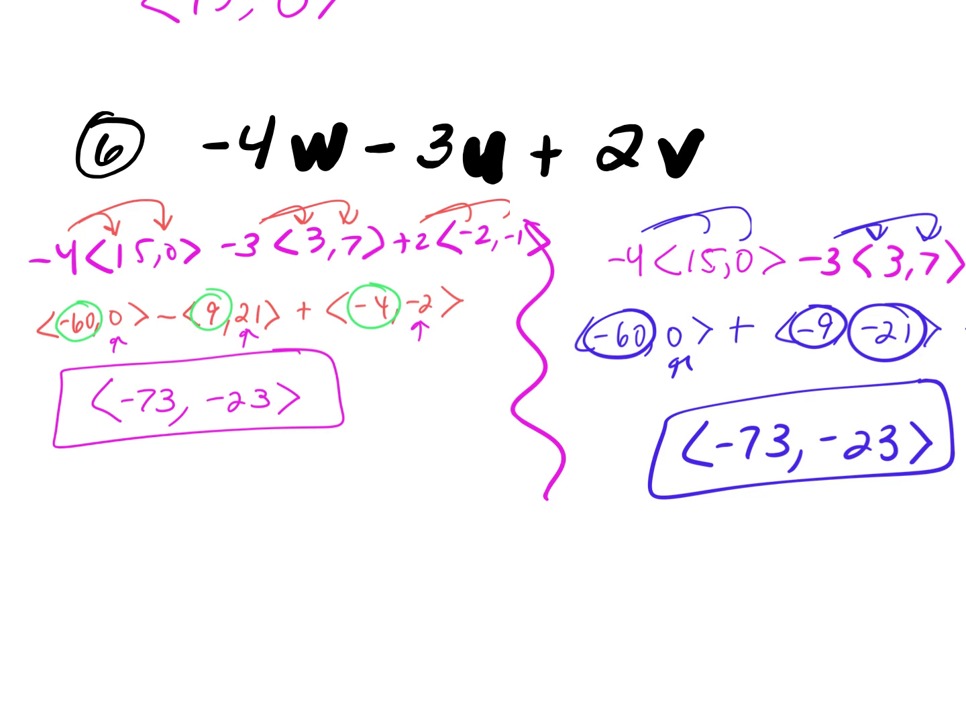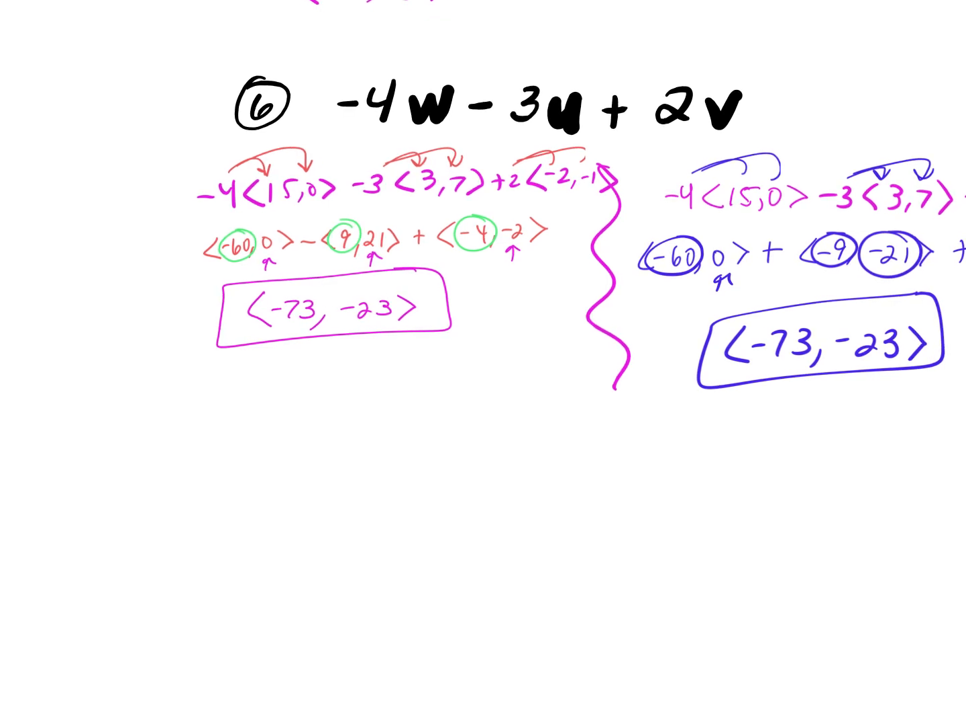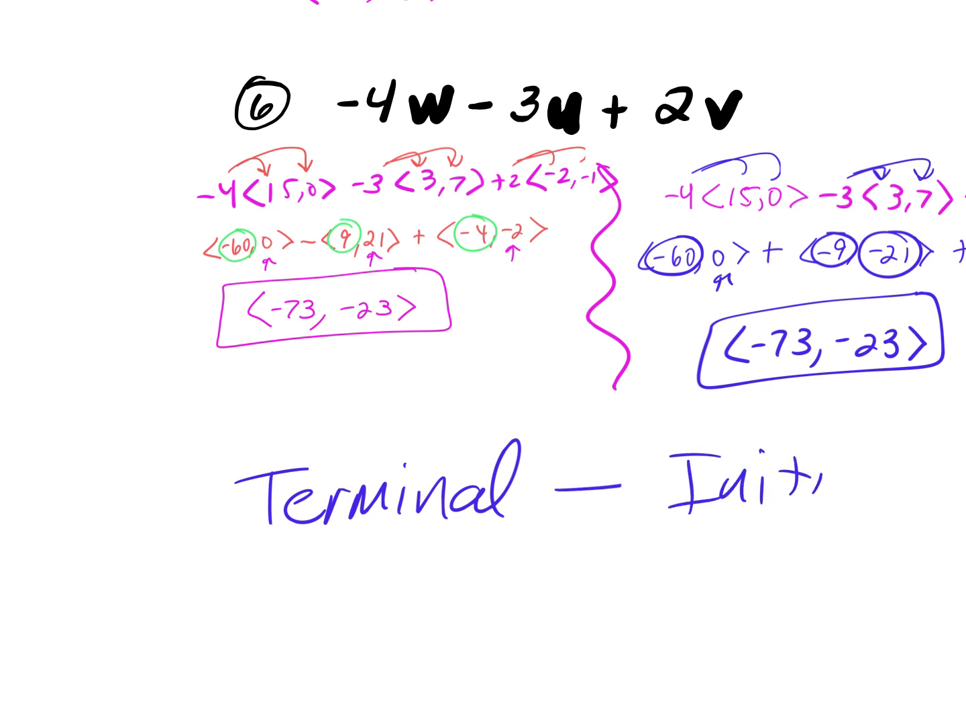A couple things that came up on WebAssign. Remember, if you're given 2 points and you have to find the component form, it's terminal minus initial. It's where it ends minus where it begins. If you do it opposite, you'll get the same numbers, but the signs will be wrong, and then WebAssign's going to tell you it's wrong, and that you gotta have the signs right. Everybody with me?